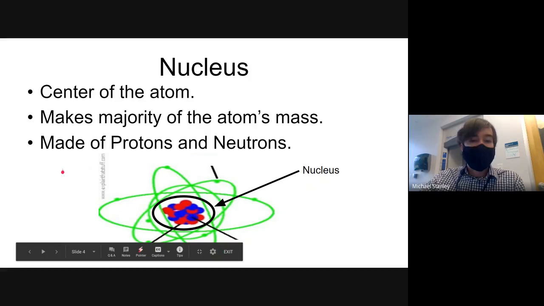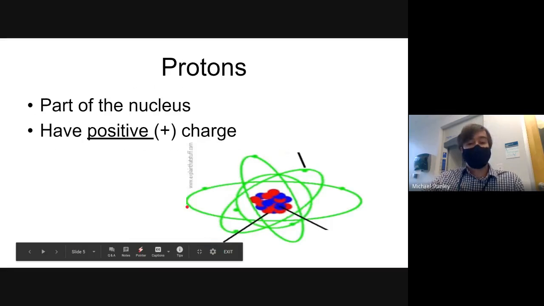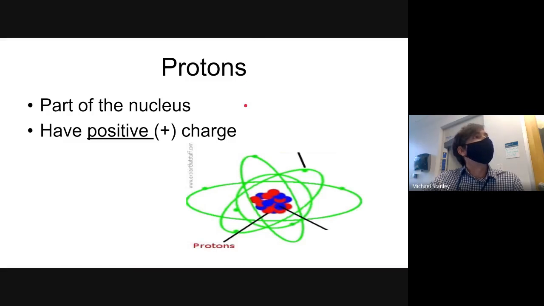All right. So nucleus, middle, electrons, outside. So the nucleus is made out of two different particles altogether. The protons, which in this picture are like the little red balls, I think. Yeah. So the protons are inside of the nucleus, and they have a positive charge.